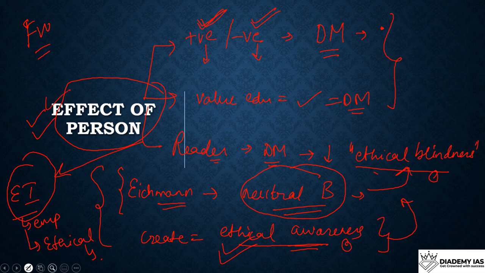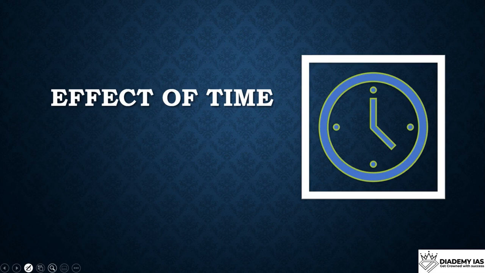So I hope this is clear. What is the effect of a person on ethics? How does a person determine ethics? Please remember, we will see this effect of value education in the leaders section, which we are going to do at the end of the lecture. All right. Coming to the effect of time.